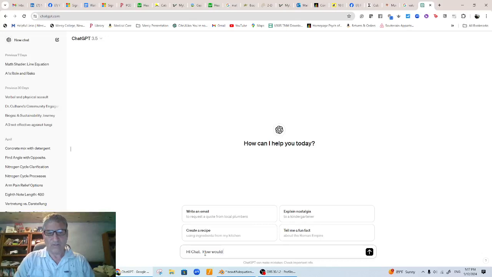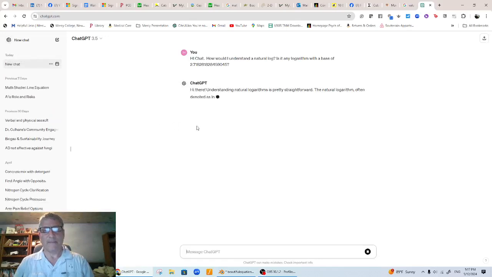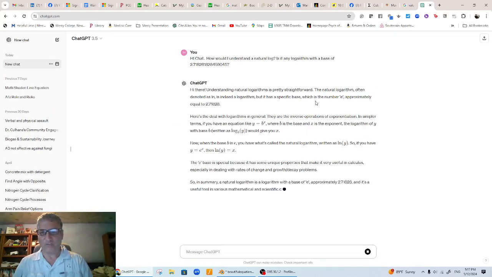how would I understand a natural log? Is it any logarithm with a base of, what does it say? Natural logarithm is indeed a logarithm of a specific base, which is the number e approximately equal to 2.7818.